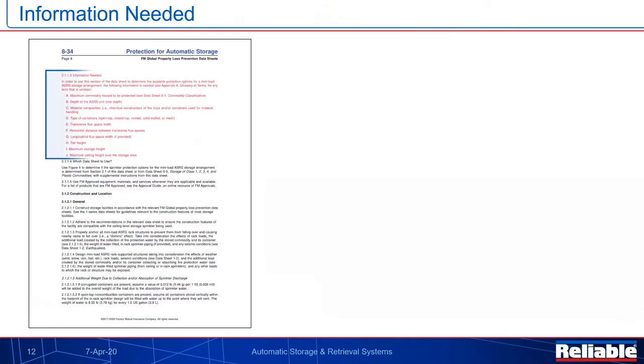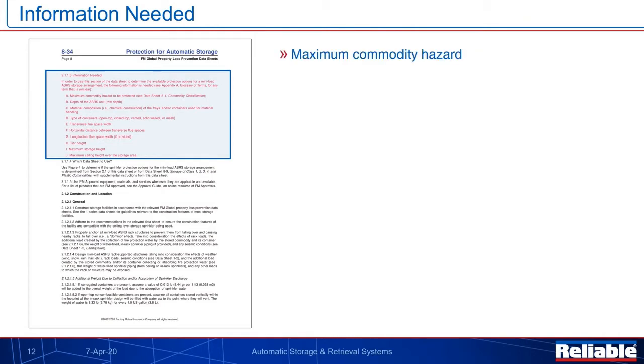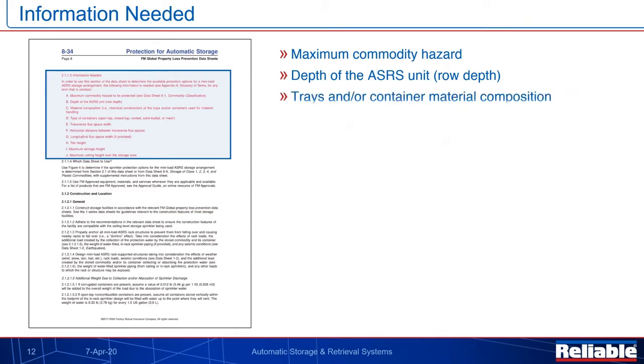In order to apply FM Data Sheet 8-34 for this type of storage, we're going to need to identify 10 pieces of information. First is the maximum commodity hazard, for obvious reasons. We want to make sure that we're protecting the right thing. Depth of the ASRS unit row depth is going to indicate how many lines of sprinklers we're going to need to install inside of that array of storage.